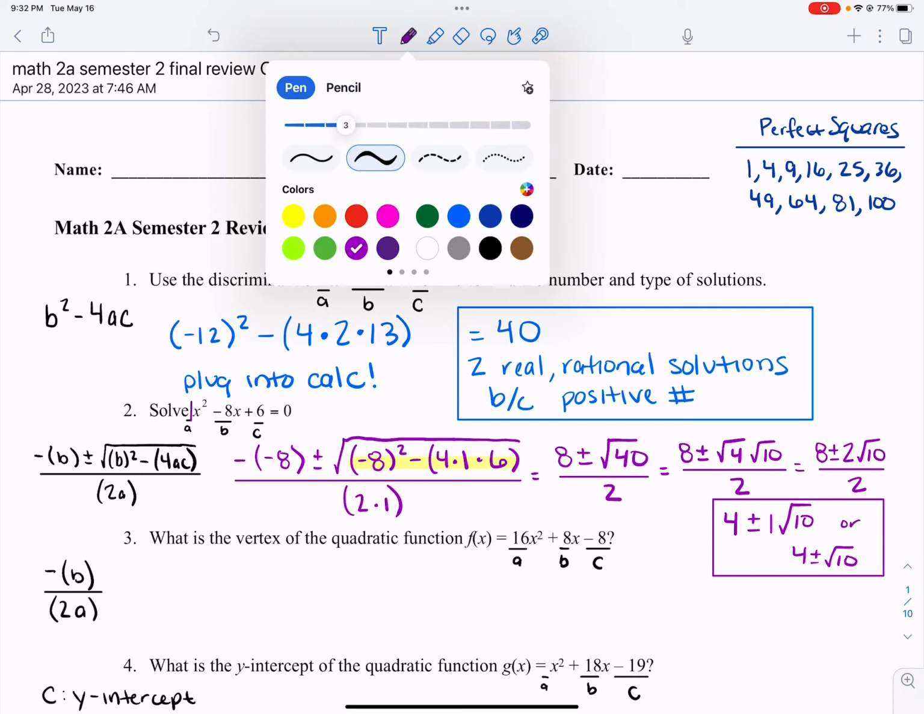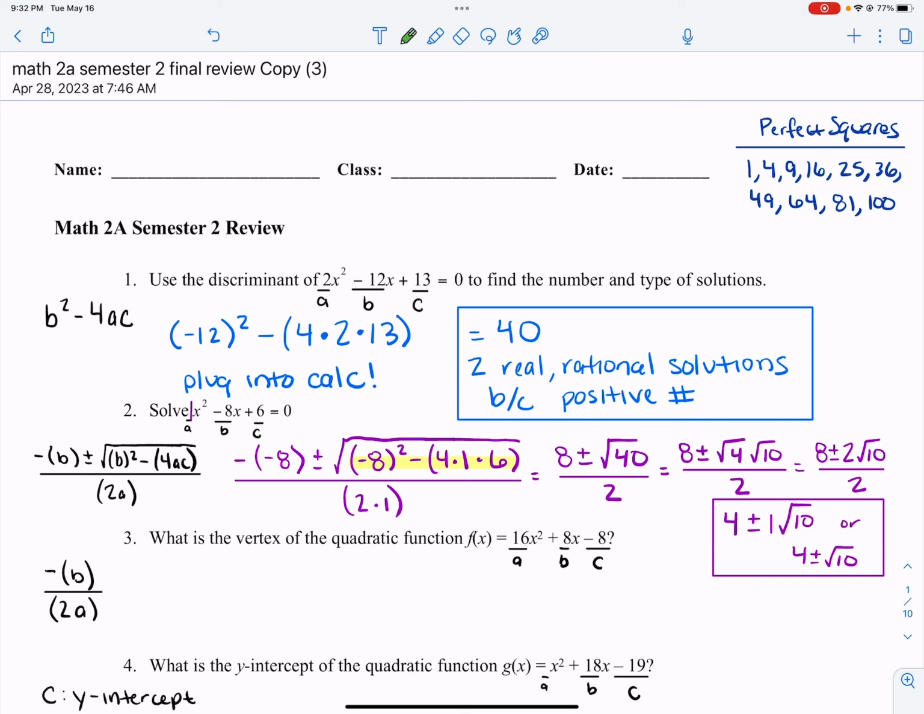All right, next one. Number 3, what is the vertex of the quadratic function 16x squared plus 8x minus 8? This is my formula over here to find half of my vertex, basically. This right here is to find h. So I'm just plugging things in again. My a is 16, my b is 8, my c is negative 8. So to find my h, I have a negative sign, my b is a positive 8, and then over 2 times 16.